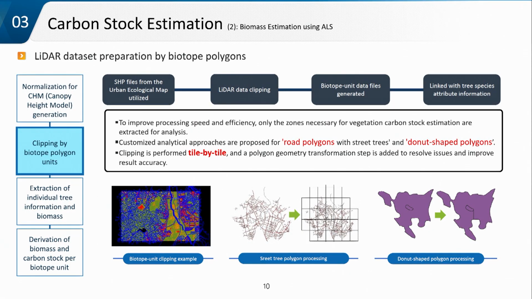It was not easy to clip more than hundreds of terabytes of point clouds by about 2 million biotope polygons. But it was necessary to run the individual tree-based processing later. So we basically worked by the map frames. Map frames, more than 2,000.